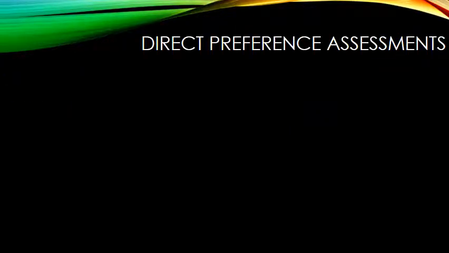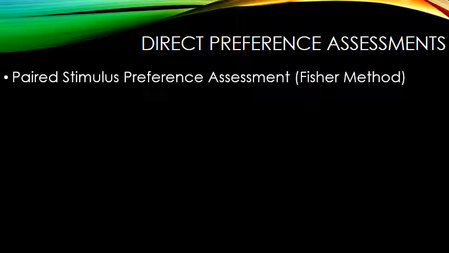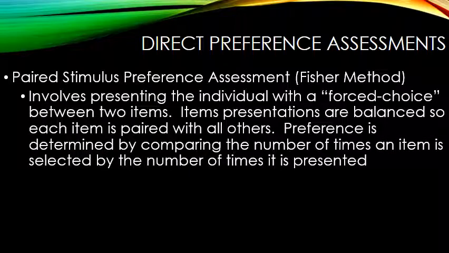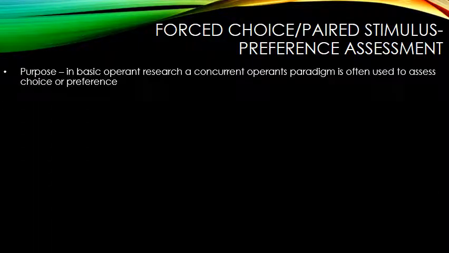A second type of direct preference assessment is known as the paired stimulus preference assessment or forced choice preference assessment. Here, the individual is presented with a forced choice between two items. Item presentations are balanced so that each item is paired with each other item at least one time throughout the method. Preference is determined by comparing the number of times an item is selected by the number of times it is presented. So that is, on each individual trial, the individual has a decision between one of two items, and the one they choose the most often is likely the most preferred.